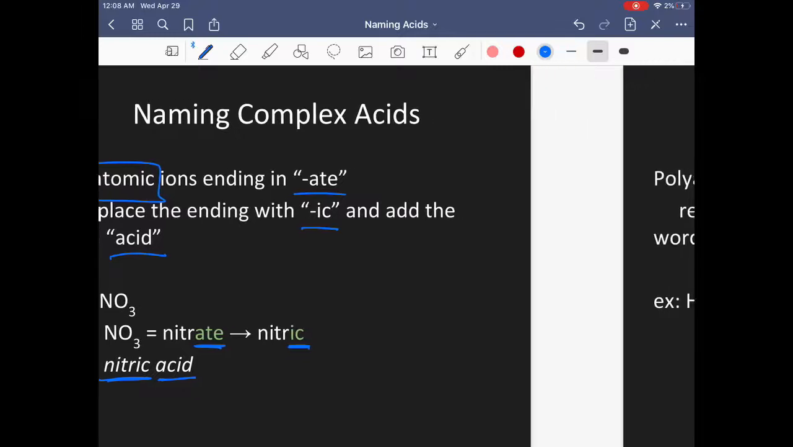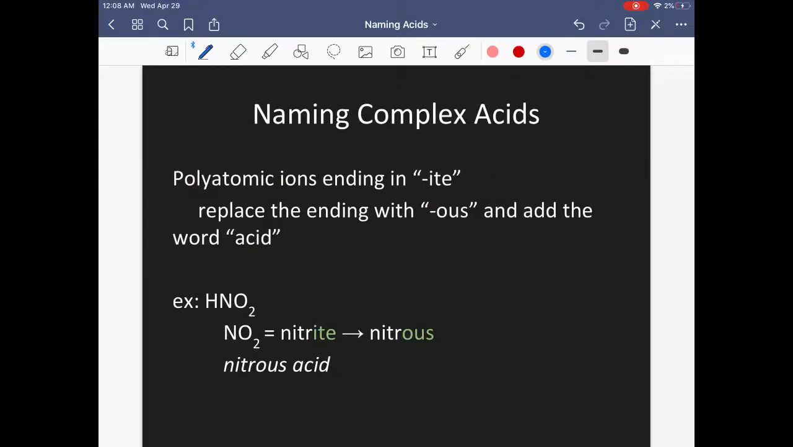And then your other ending for your polyatomics is -ite. So polyatomic ions that end in -ite, we are then going to replace that ending with -us and add the word acid. Down here, our example, we have hydrogen nitrite. So we're going to take that -ite ending on nitrite and change it to -us and add the word acid to get nitrous acid.